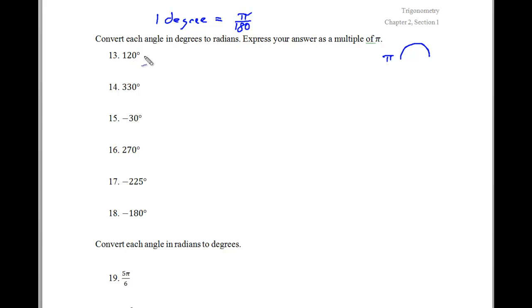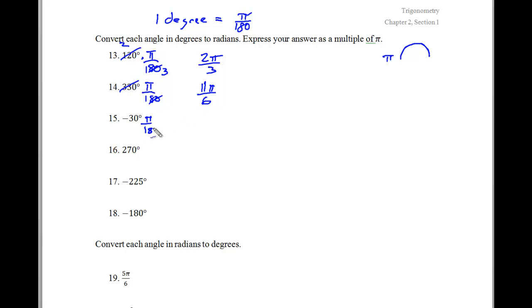So to convert 120 degrees into radians, I'd multiply by pi over 180. Now if I divide the top and bottom by 60, this becomes a 2 and this becomes a 3. So 2 pi thirds is the same as 120 degrees. If you know your unit circle, you don't have to go through these calculations. So here we have pi over 180. Divide the top and bottom to reduce the fraction by 30 apiece. This would give me 11 pi over 6.